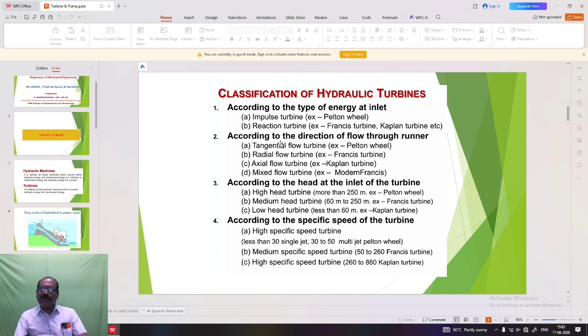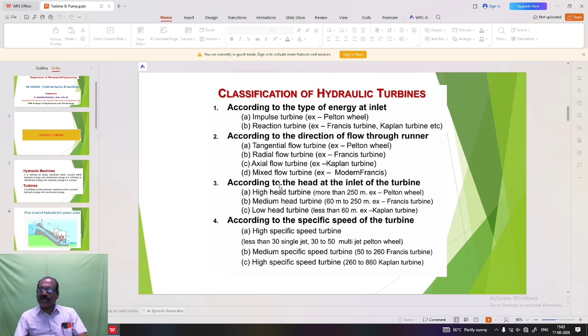In the radial flow turbine, the flow of water will be in the radial direction to the wheel. Tangential flow turbine means flow in the tangential direction of the blade, and radial flow means in the radial direction, and axial flow means through the axis of the shaft on which the blade is mounted, and mixed flow means these 3 flows can be mixed to get hydraulic energy.